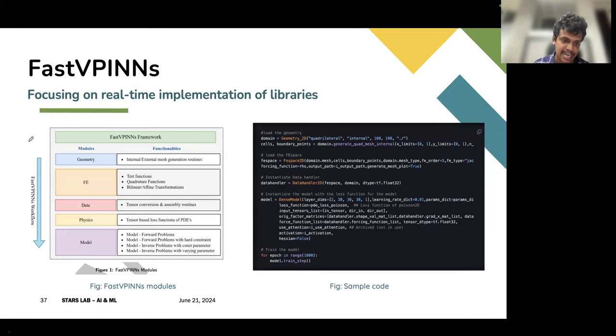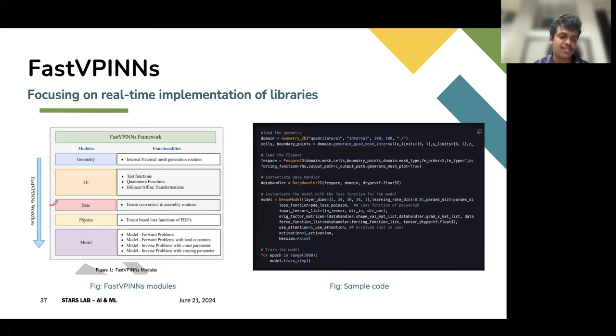If you see, the library is split into these modules. Your geometry module will take care of your internal or external mesh calculation, rearranging your edge points if you have to calculate your normals and so on. Then you have your finite element module, which hosts all your test functions, quadrature points, and your bilinear or affine transformation, which is used to get your values from the reference cell to the actual cell, and it also assembles the element-wise matrix.